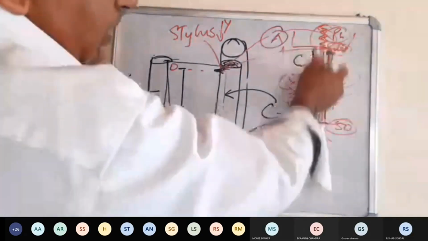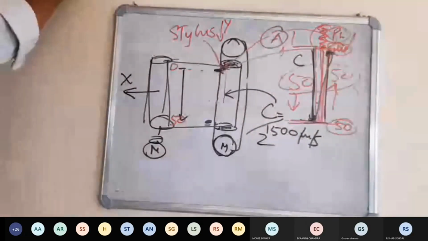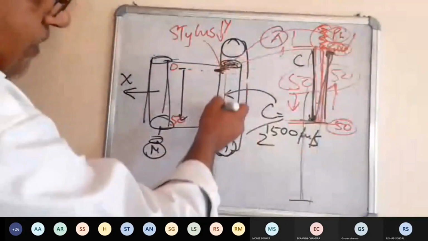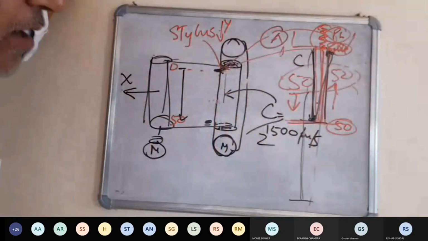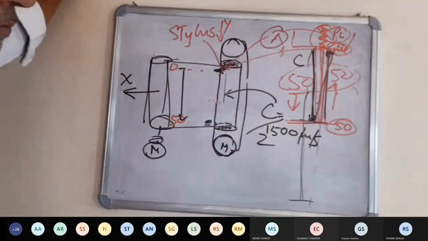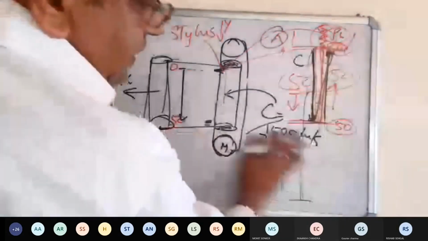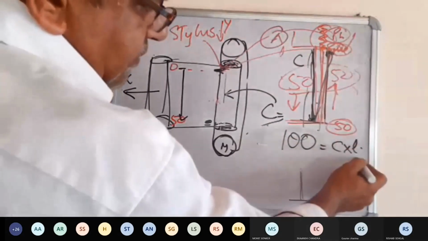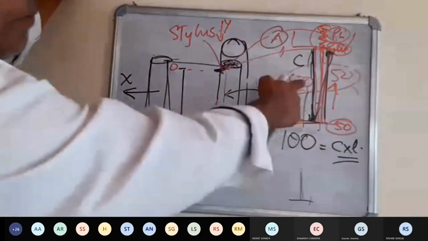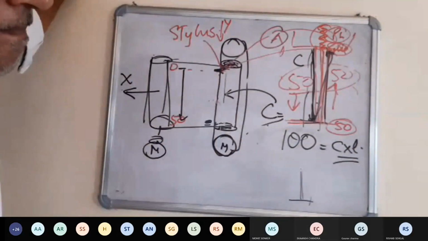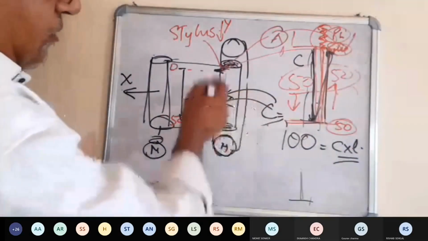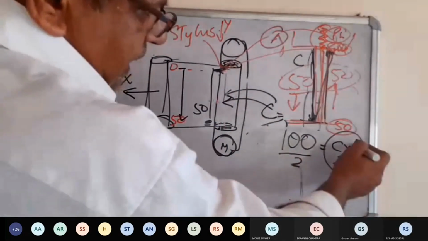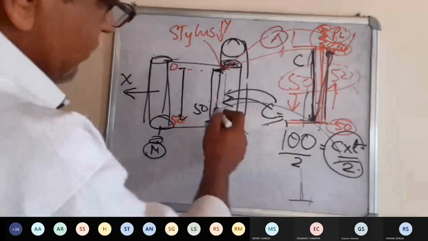So when this travels 100 meters, it travels 50 meters. When it travels 200 meters, this will travel 100 meters on the scale. So the total distance was here 100. This was C into T, correct? Yes, sir. And here it is moving 50. That means divided by 2. C into T divided by 2 is equal to depth.